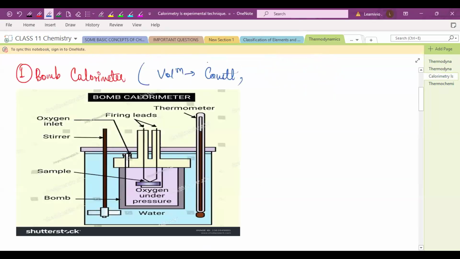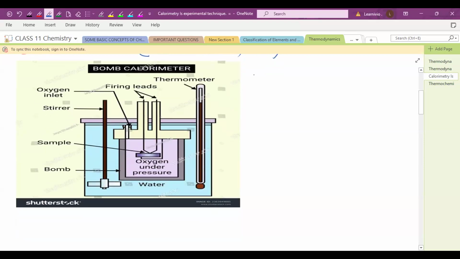So in this bomb calorimeter, the volume remains constant. And when the volume remains constant, the heat change you measure is Q_V, the heat at constant volume. So this is the bomb calorimeter. Now let's understand this whole setup. What is bomb calorimetry and what is this setup? How does this setup work? The working of a bomb calorimeter. First, before the working, you should know the principle of this bomb calorimeter.